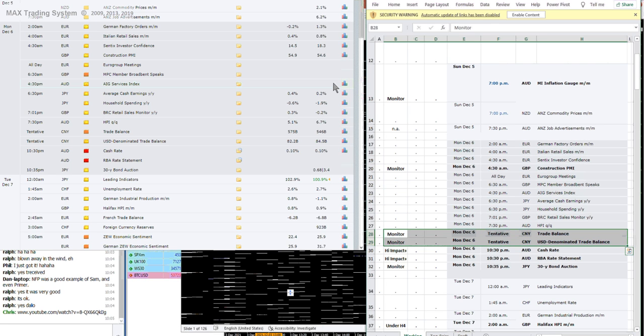And then we have a big one in red with the Aussie, the cash rate, the Reserve Bank of Australia rate statement, and monitor the 30-year bond auction, indeed.